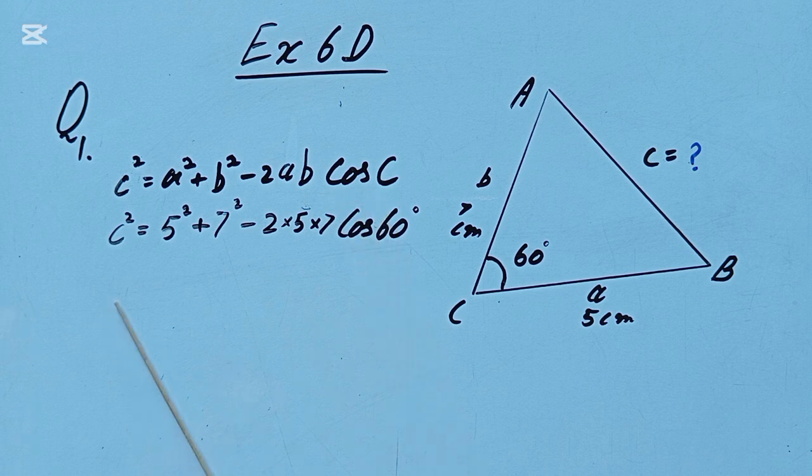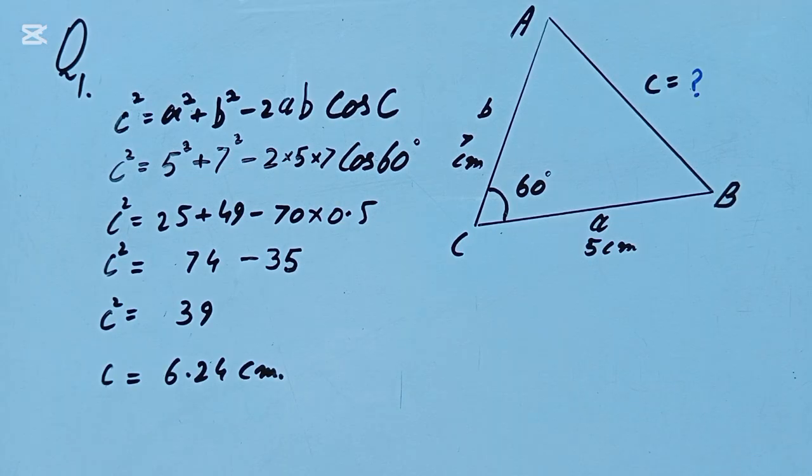Now putting the values, c square is equal to 5 square, the side a was 5, so 5 square plus 7 square minus 2 multiplied by the product of a and b, then multiplied by cosine of the angle C. Now we solve it. After putting the values, we have solved all this. So c square is equal to 25 plus 49 minus 70 multiplied by half.